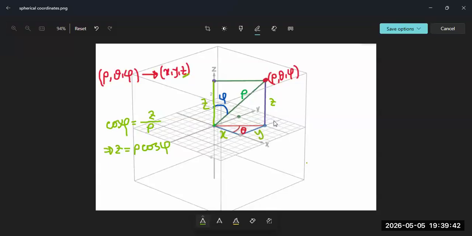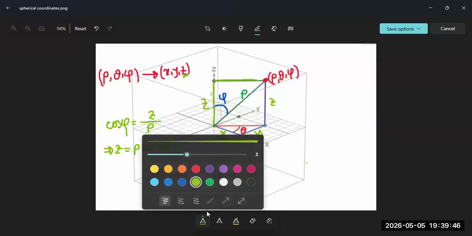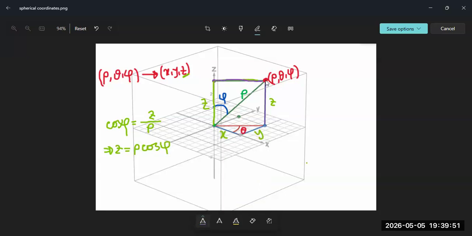এখন কেউ কি আমাকে বলতে পারবেন স্যার, এই লেন্থটা, আমি কালারটাকে একটু ডিফারেন্ট করে দেই, এই পার্পল কালারের লেন্থটুকু কত হবে ইন টার্মস অফ রো এন্ড ফাই? কেউ কি বলতে পারবেন এই লেন্থটা ইন টার্মস অফ রো এন্ড ফাই কত হবে?